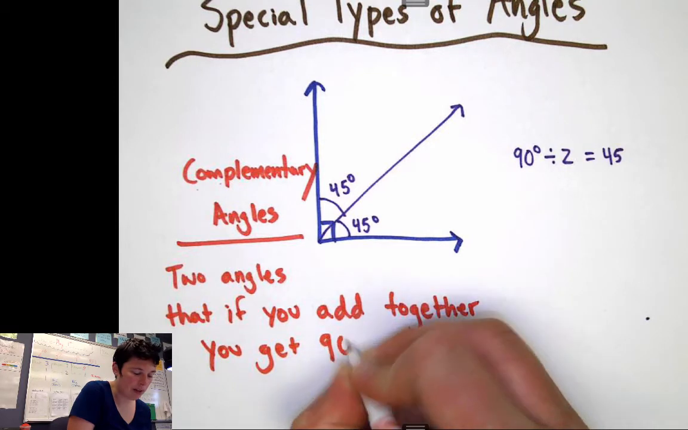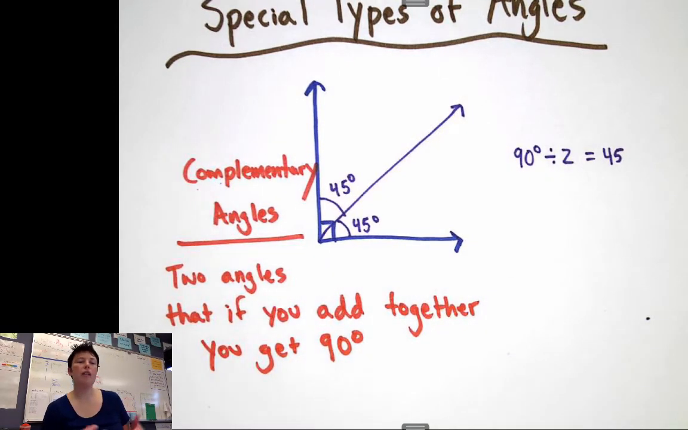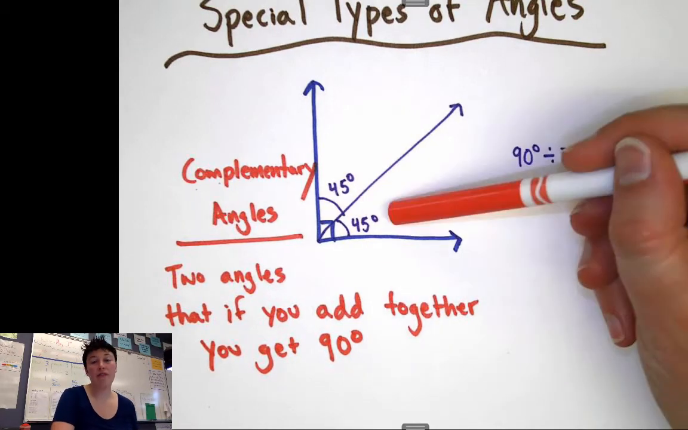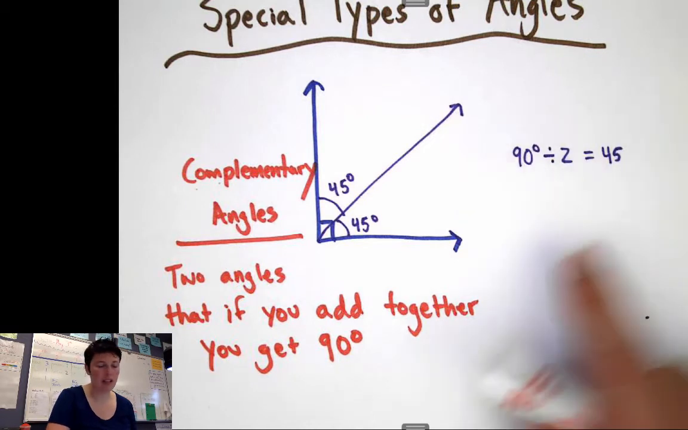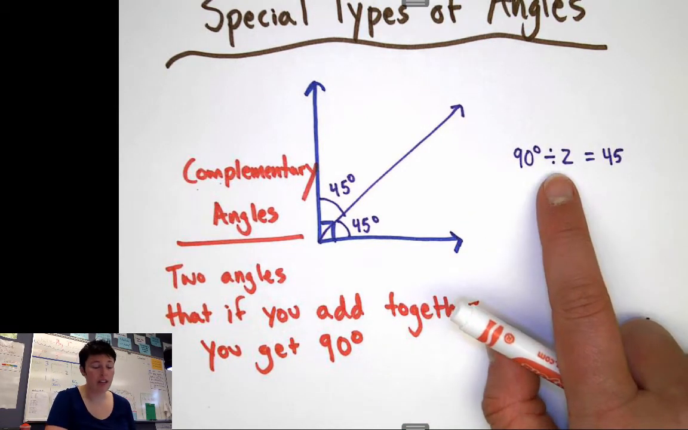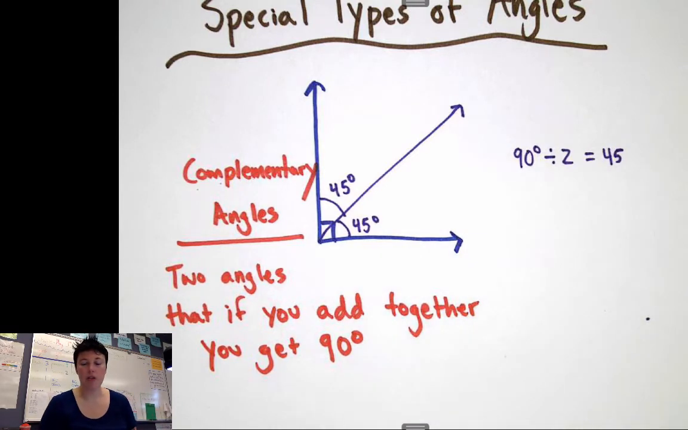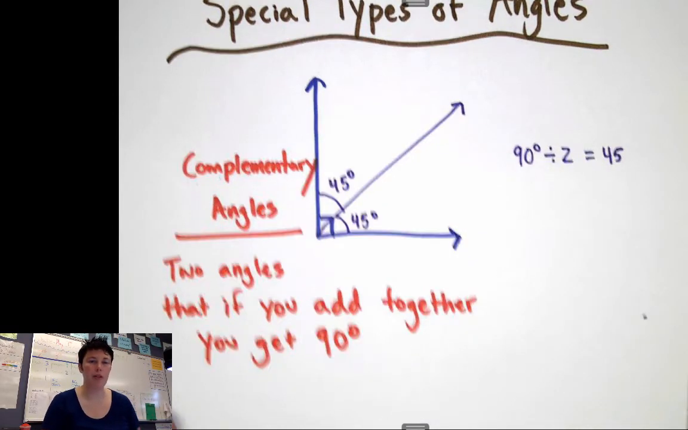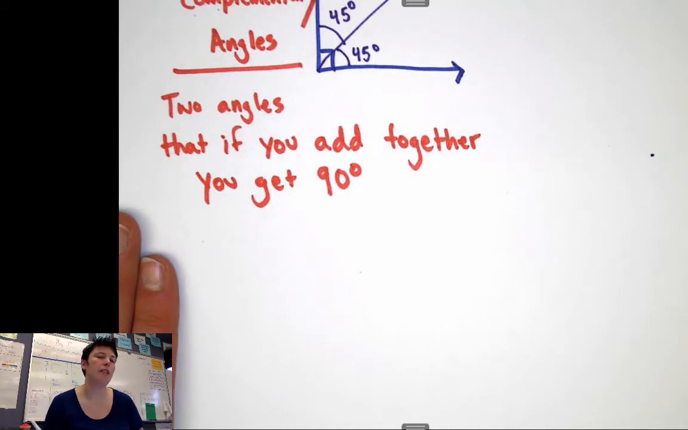You can say this a lot of different ways. But two angles that if you add them together, you get 90 degrees. It's just two angles that make 90. Now 45 and 45 is that perfect split. It's like taking 90 and dividing it in half. But it doesn't have to be that. It could be other options. I'm going to show you some other examples of complementary. So down below here, let's put some more complementary examples.